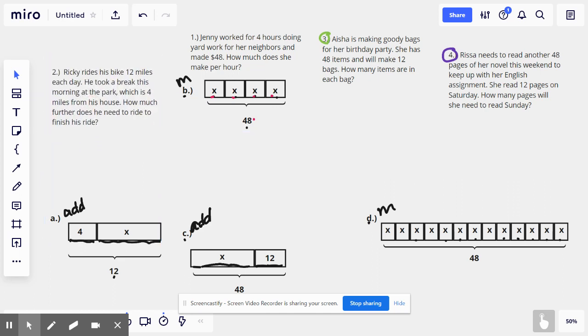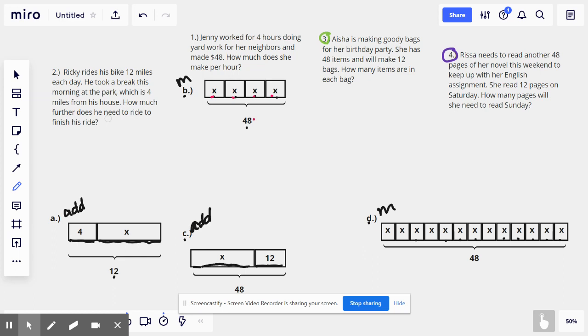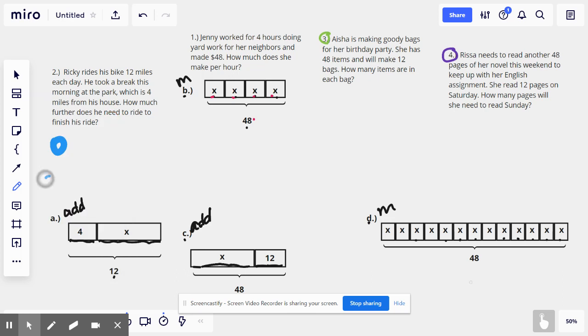All right, let's look at number 2. Ricky rides his bike 12 miles every day. He took a break this morning at the park, which is 4 miles from his house. So how much further does he need to ride to finish his ride? Okay, so again, I'm going to draw this out. Here's Ricky, and he's on his bike. Don't make fun of me.